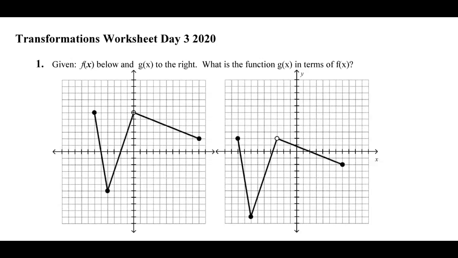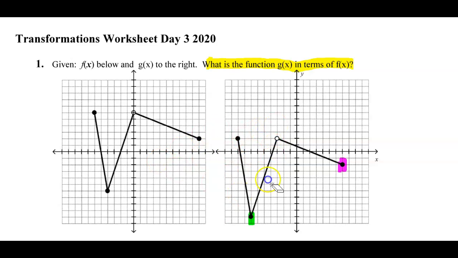We did this in the Desmos. The picture on the left is f of x, and the graph on the right is g of x. Our goal is to write the function g of x in terms of f of x. You can focus in on the blue point, or the green point, or the yellow point, which is the open circle, whichever your preference is.